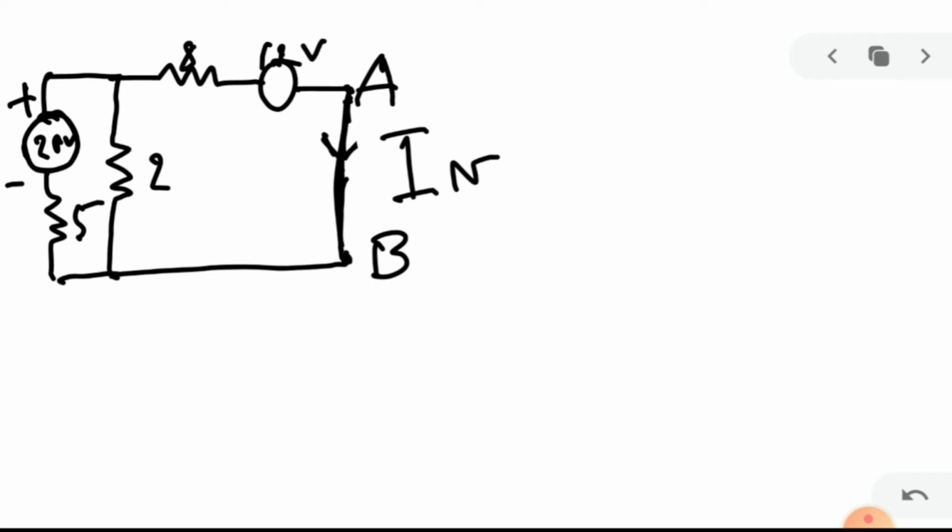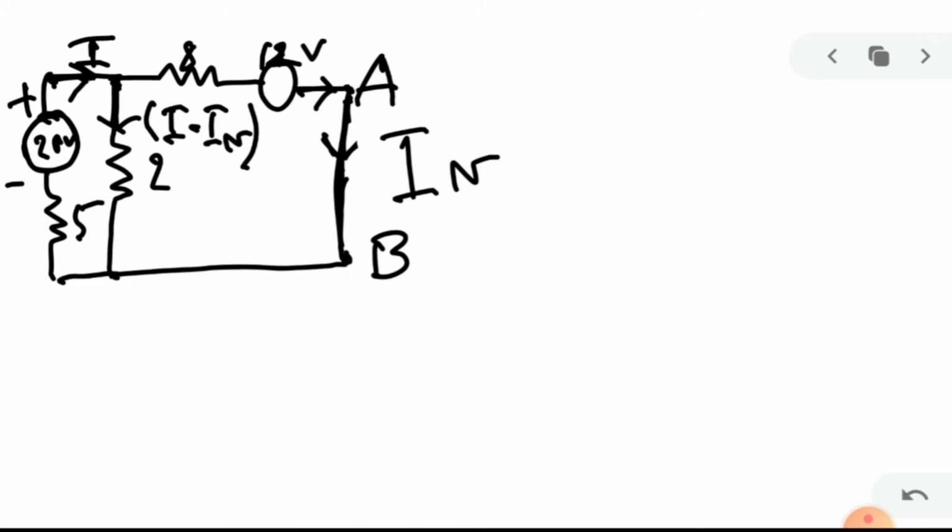Okay, so in this circuit the current flowing is IN, and assume that from the source the total current is I. So in this circuit the current through it is I minus IN. You understand it, and it is 12.